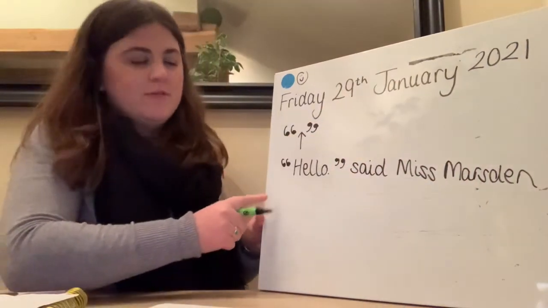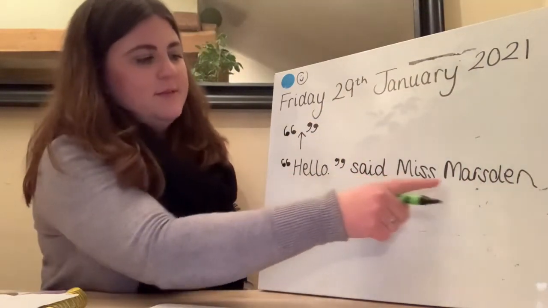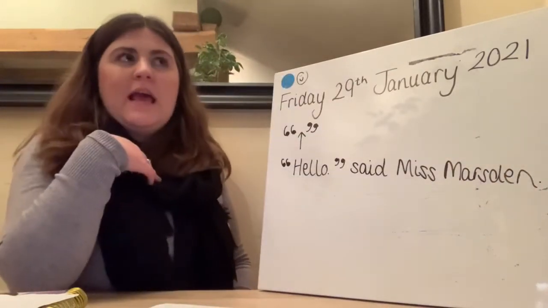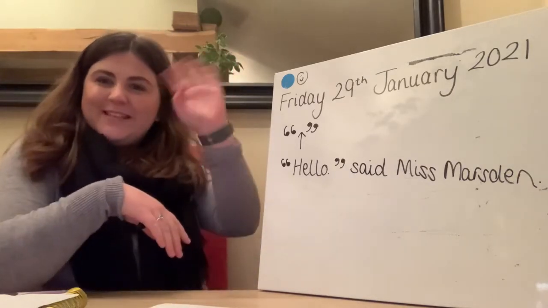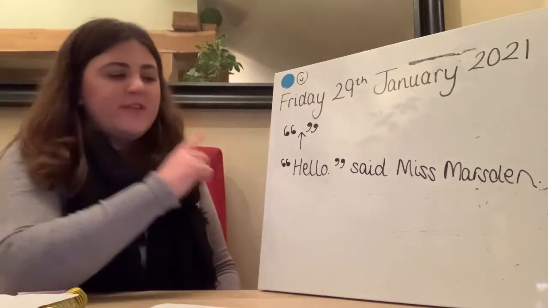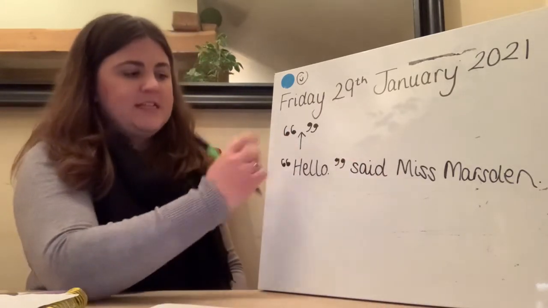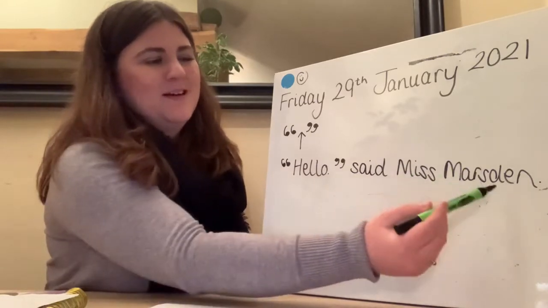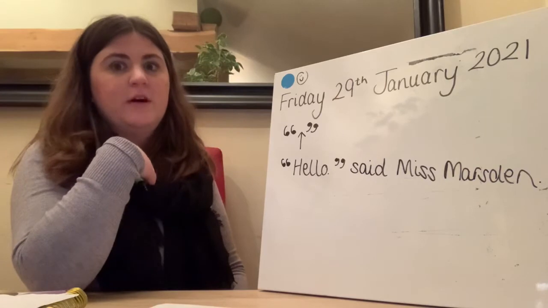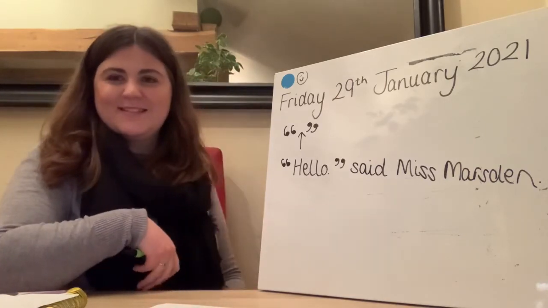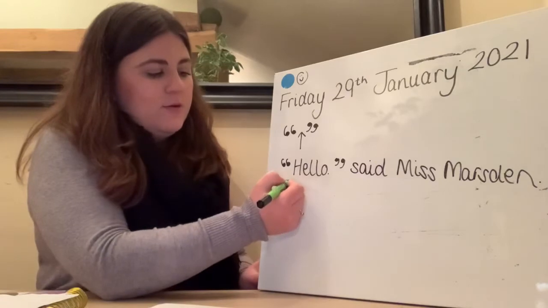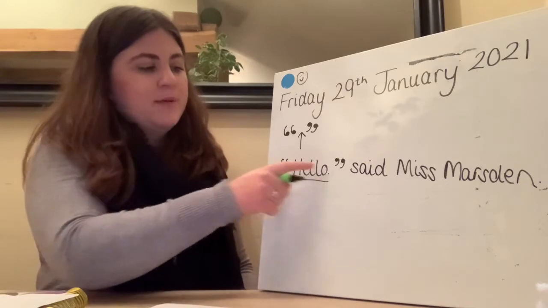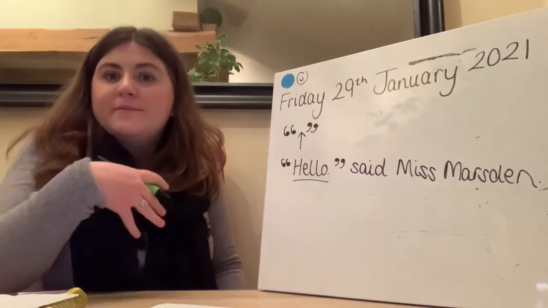Okay, so this says, "Hello," said Miss Marsden. We'll stop. Okay, now if I was to say hello, which bit of this is me talking? Is it hello? Is it said? Is it Miss Marsden? Which bit is me actually talking if I was to say hello? That's right, the word hello is me actually talking, and that's why we use the speech marks to show that I am talking, that I am speaking.